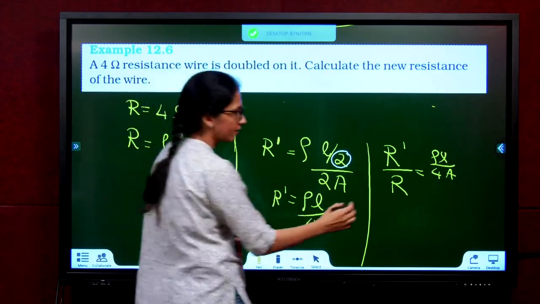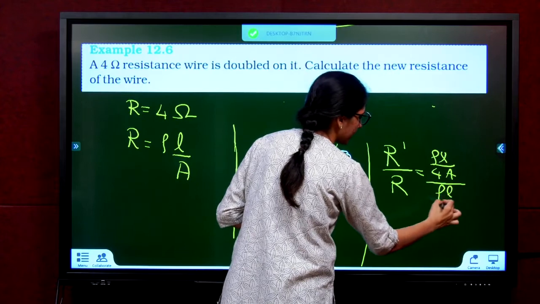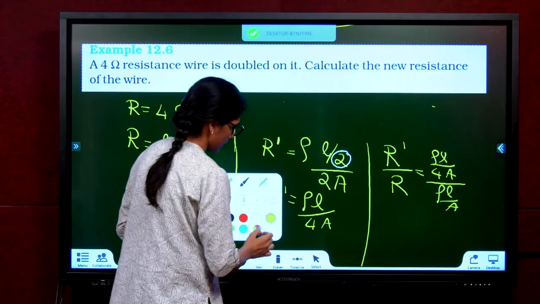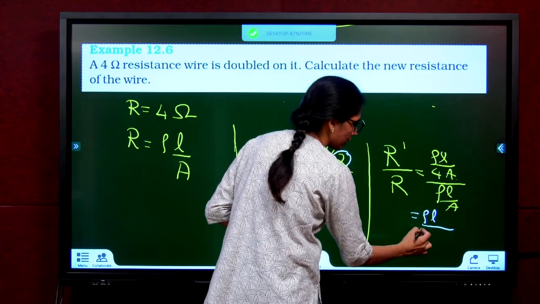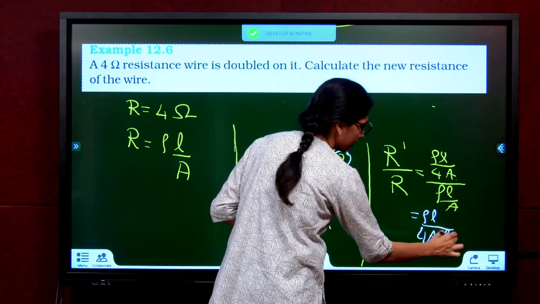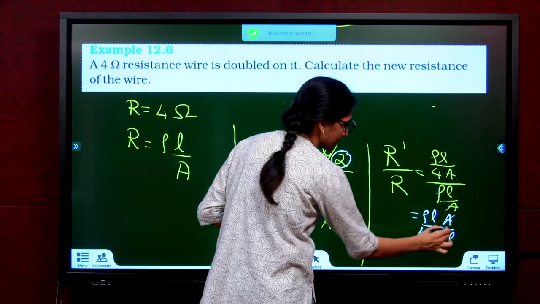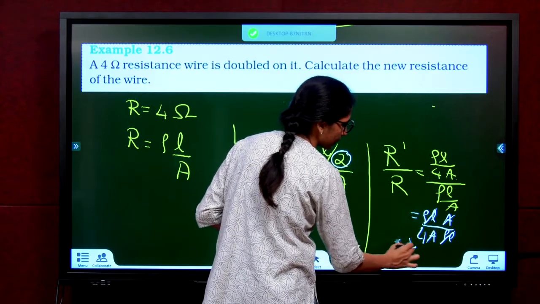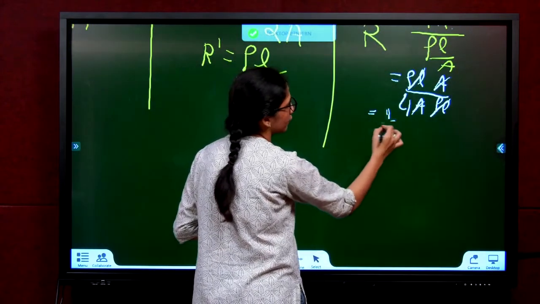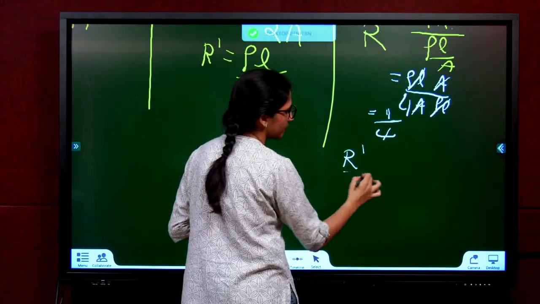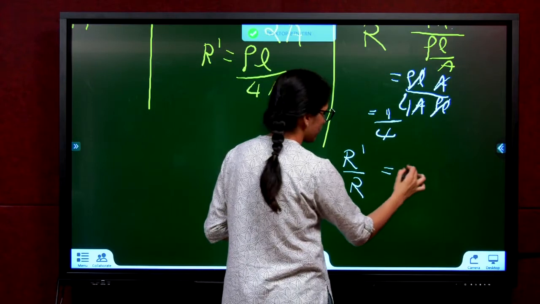And what is R? R is rho L by A. What happens now? Rho L, 4A will go down, so 4A in the denominator. Rho L by A will come up. A cancels, rho L cancels. You are left with 1 by 4. So R dash by R is 1 by 4.